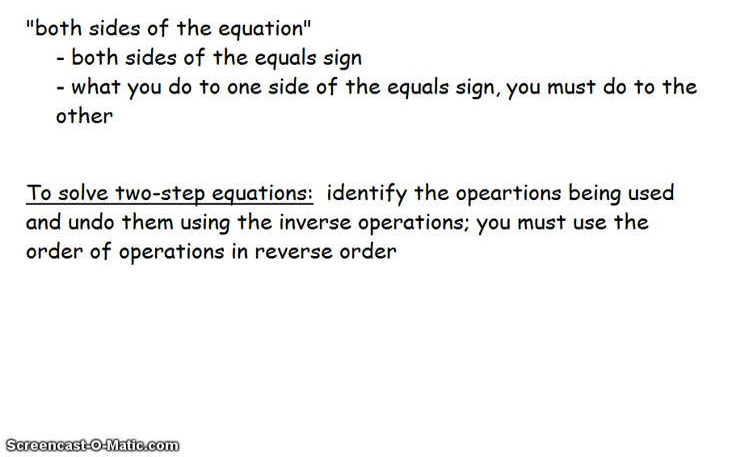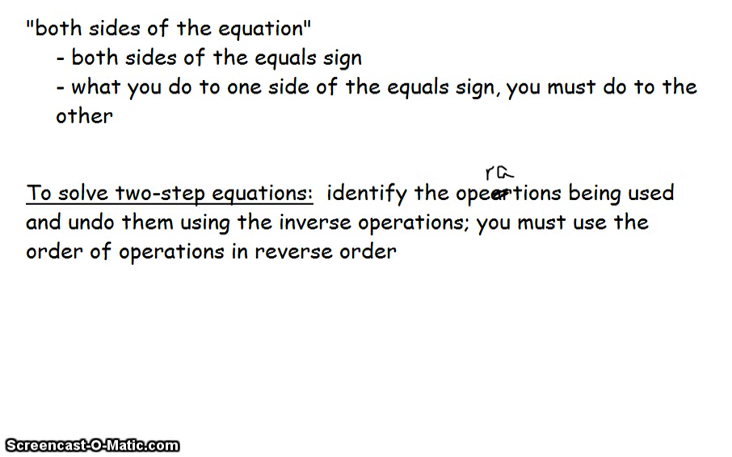To solve a two-step equation, this is very important. You have to identify the operations being used and undo them using the inverse operations. You must use the order of operations in reverse order. So you are used to doing multiplication and division straight across and then addition or subtraction. So now we're going to have to go in reverse.